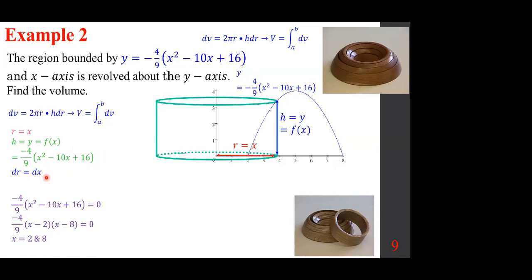But if you don't have a graph and you want to figure it out, you have to set this function equal to 0 to come up with those two numbers, class. You need to set it equal to 0 and solve to come up with the x-intercepts. The reason you do is that you want to know the limits a and b. So this part, as you can see, is basic algebra. You can factor this part easily.